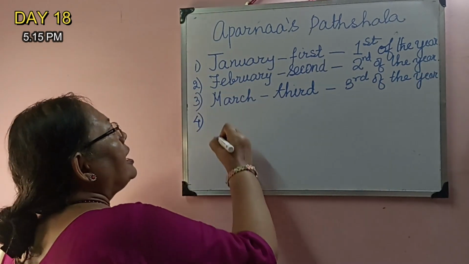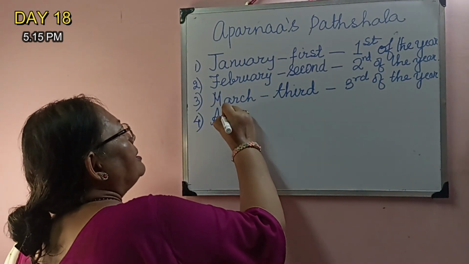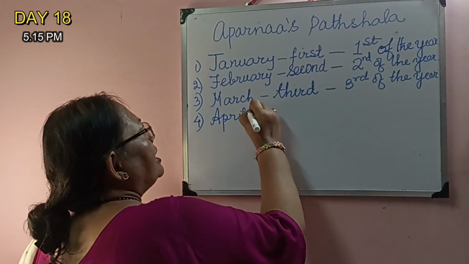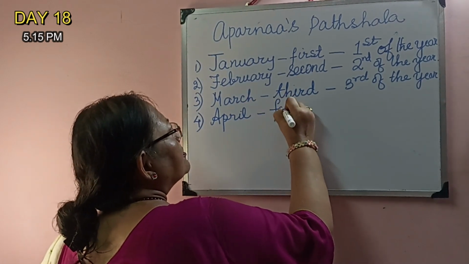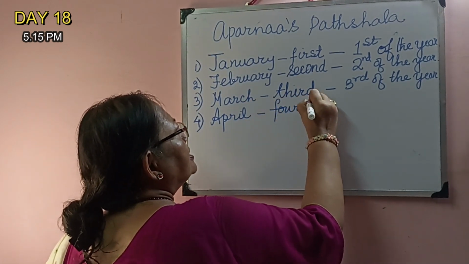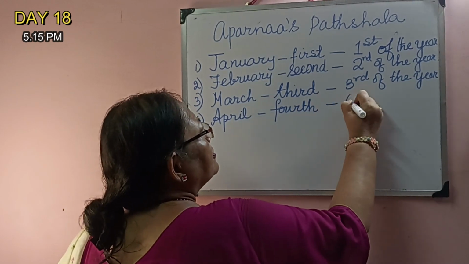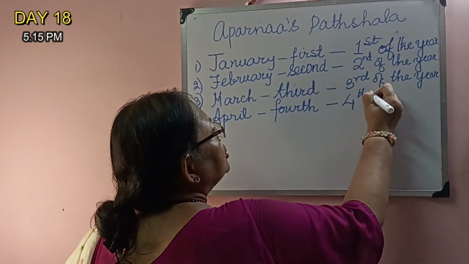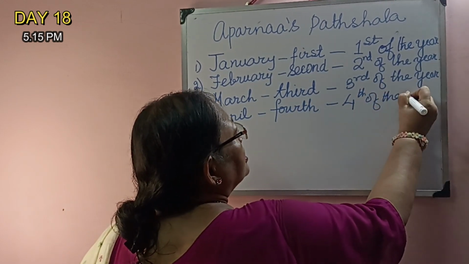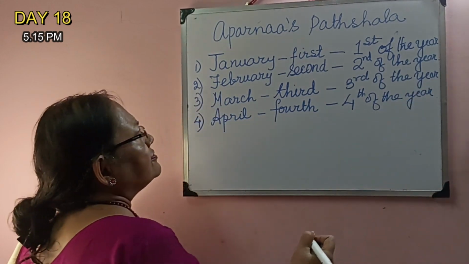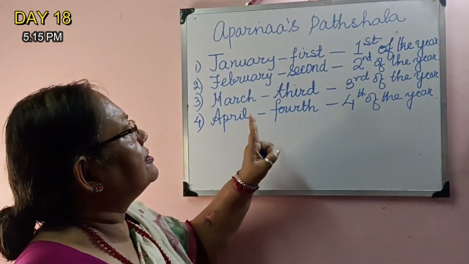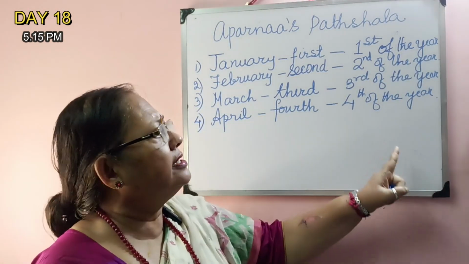Fourth, April, A-P-R-I-L. April is the fourth month of the year, F-O-U-R-T-H, fourth. Here you write 4 and T-H of the year. Fourth month of the year. April is the fourth month of the year.